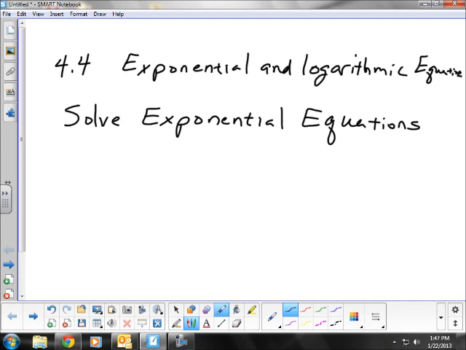Now, the first type of exponential equations that we're going to talk about are the very simple ones, where we can take the two sides of the equation and write them with like bases. If we can write them with like bases, then we're going to use the theorem that says if b raised to the m is equal to b raised to the n, then m had to be equal to n. And we've used that idea already when we were evaluating some of our different exponents.